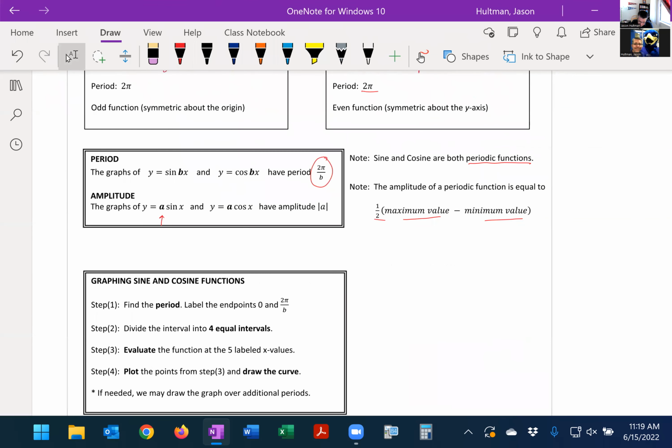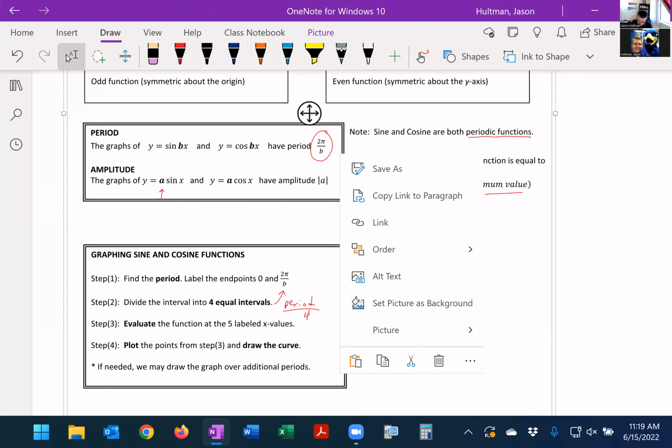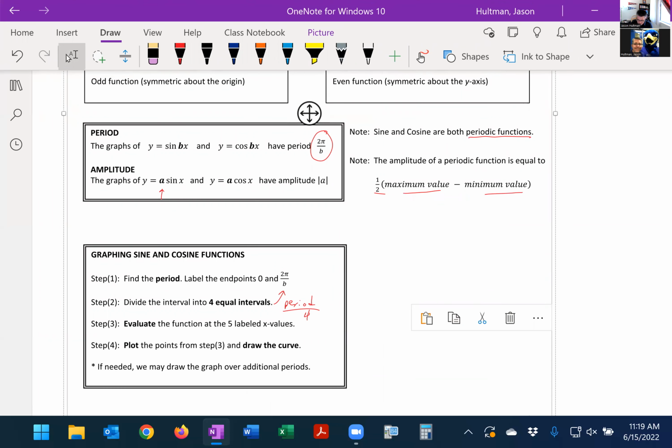Okay, graphing sine and cosine functions. 1, find the period, label endpoints, the endpoints 0 and 2 pi over b. Okay, so we're going to find the period, starting at 0. Divide the interval into 4 equal intervals, period over 4. Evaluate the function at the 5 labeled values, so it's going to be 0 and the 4 intervals. Then plot the points from step 3 and draw the curve. If needed, we may draw the graph over additional intervals.